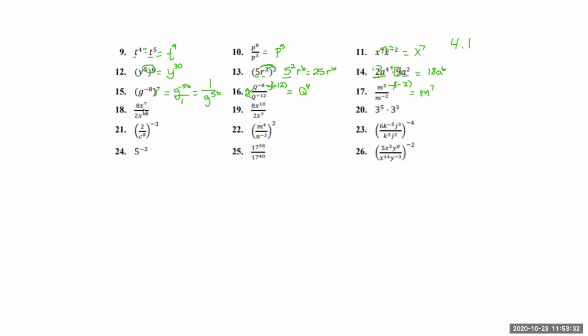Okay, coming over to number 18, we have, again, two terms on top and bottom. So I'm going to deal with the numbers first. I'm going to do 8 divided by 2, which is going to be 4.